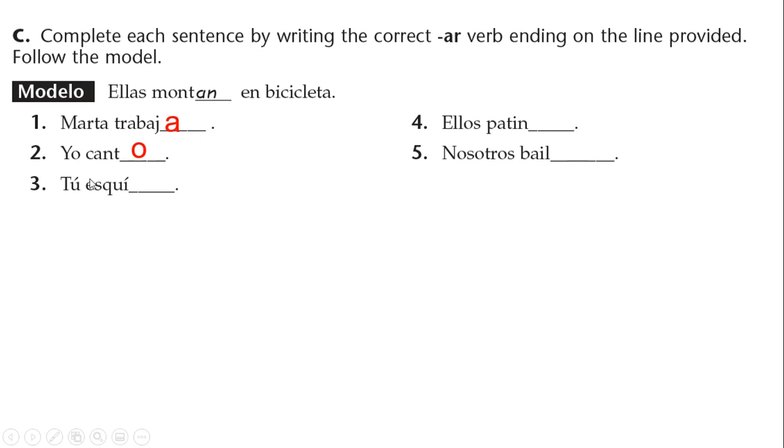Two, and this was esquiar. So you ski. Tú is the yellow box. So we're going to put AS. So we have tú esquías. Ellos patinar was the original. They skate. Ellos is in the orange box. We're going to put AN. Ellos patinan. And this one, nosotros bailar. We drop the AR. We dance. Nosotros is the green box. We have bailamos.